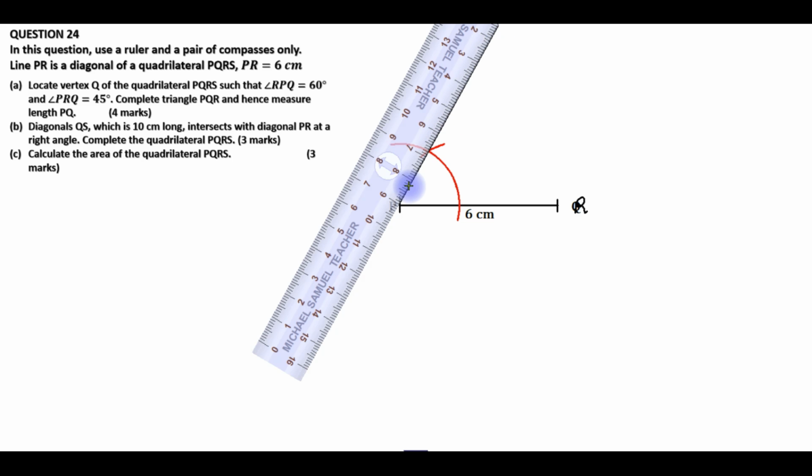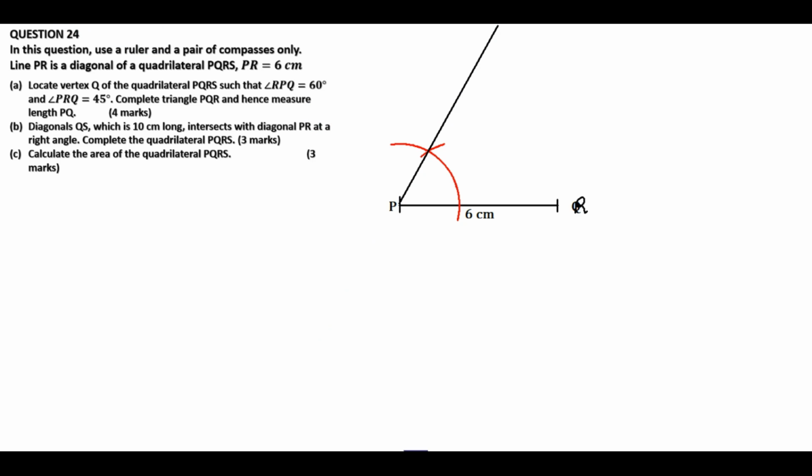So I have joined that point. Then this angle is 60 degrees. Then at R also I'm going to construct 90 degrees first, then from there bisect it to construct an angle of 45 degrees.